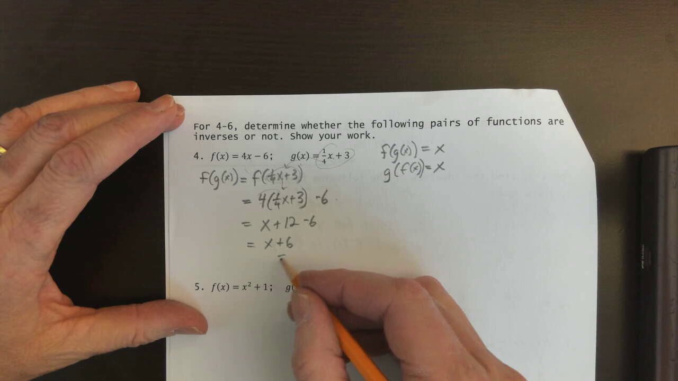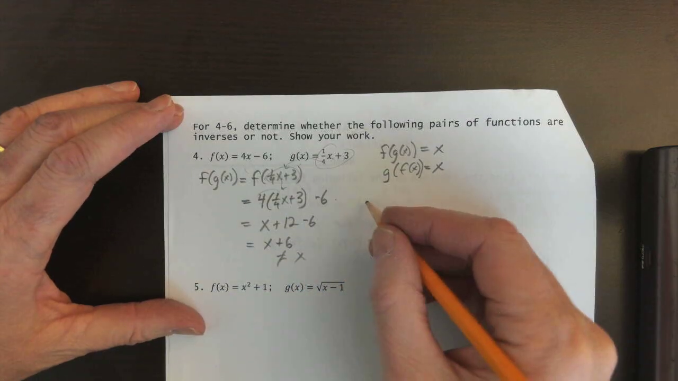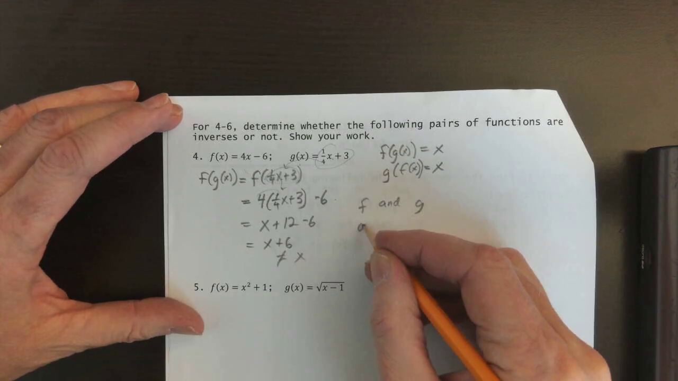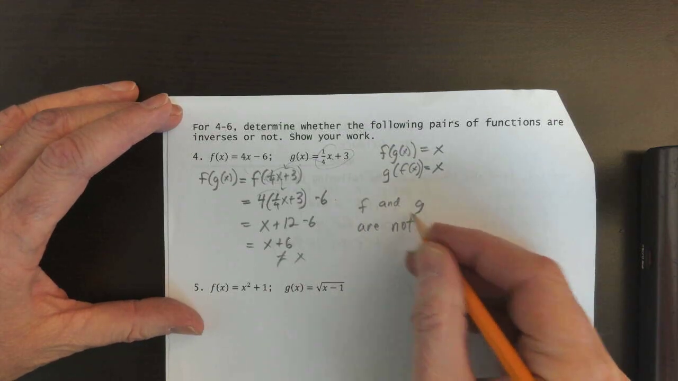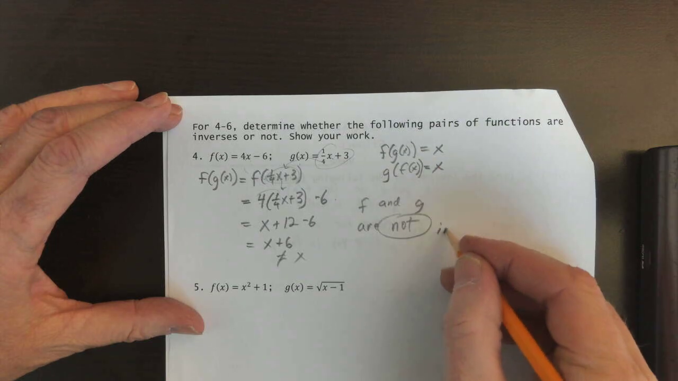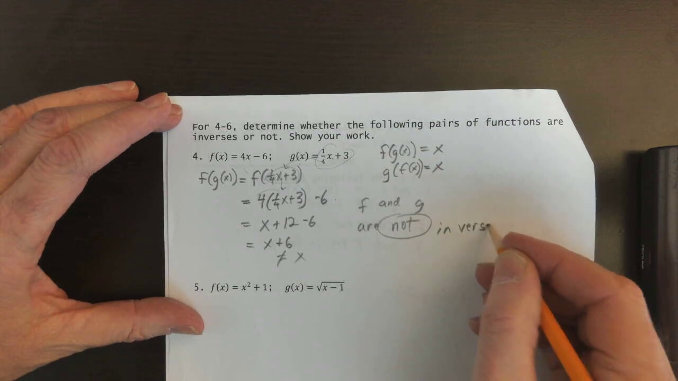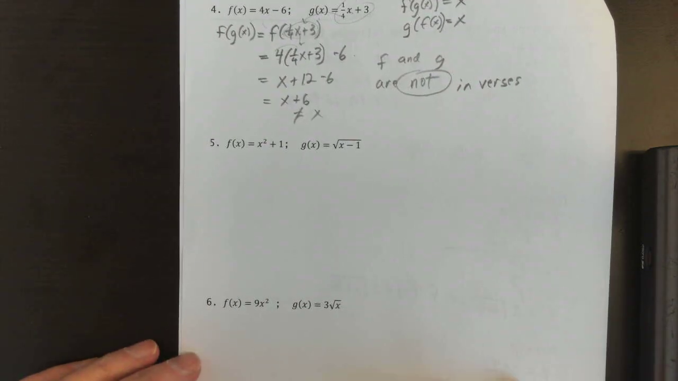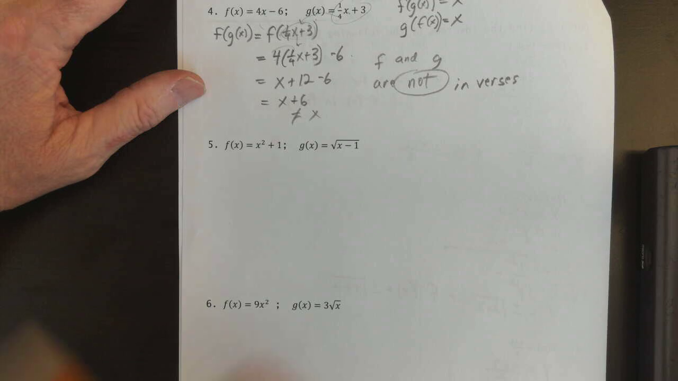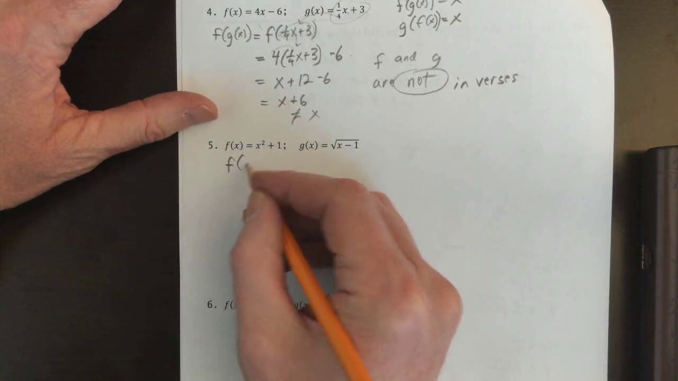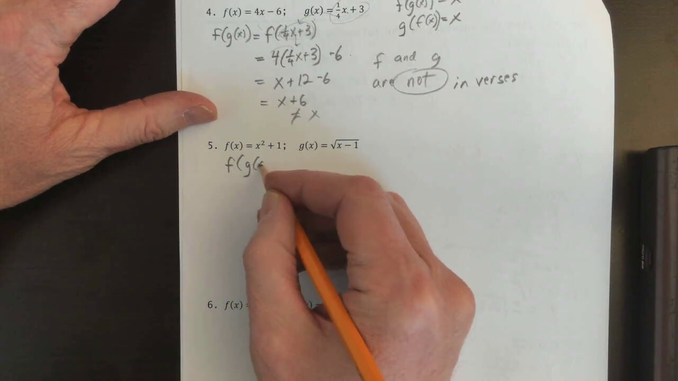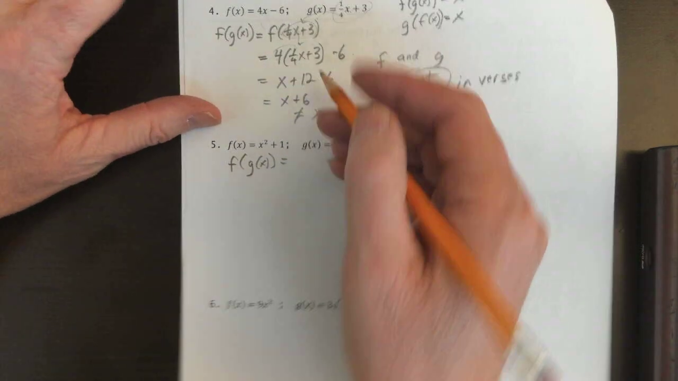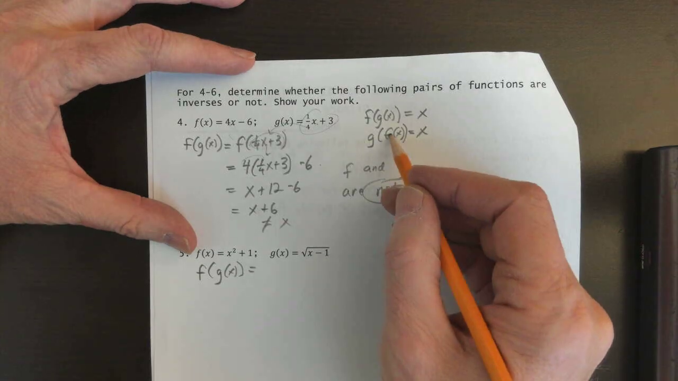Okay, this is not equal to x. So f and g here are not inverses. It needs to be x. And it's just not the case there. So let's try this one. F of g of x is equal to, and if I find one doesn't work, I don't need to do the other.